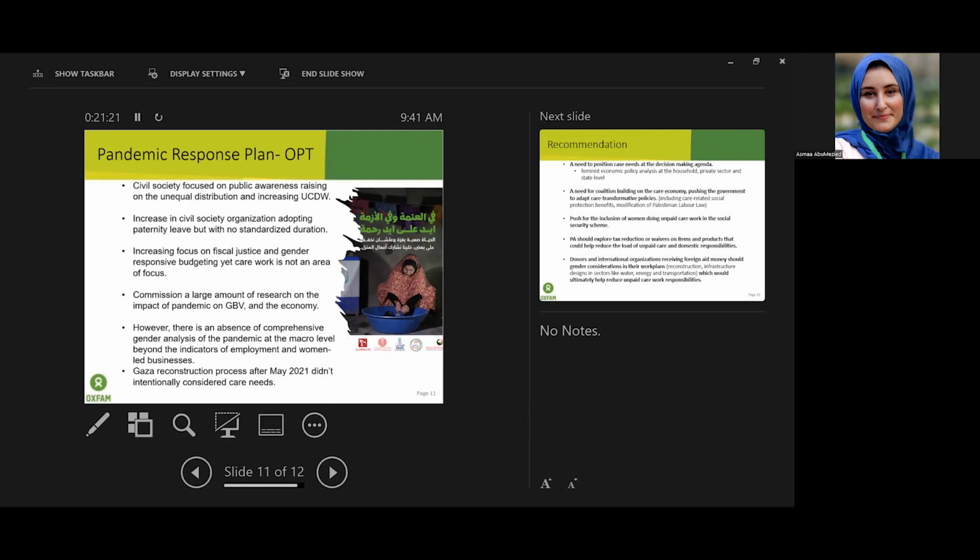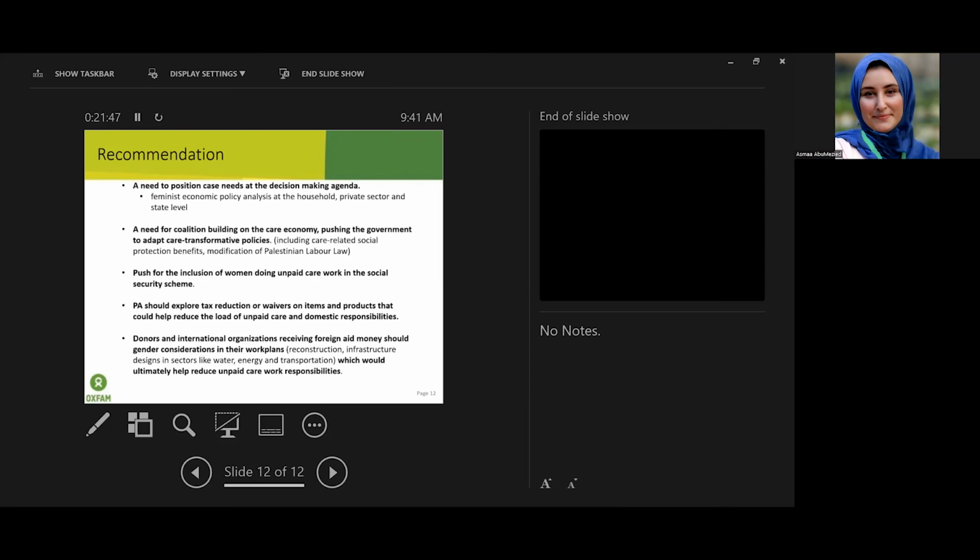We are witnessing the establishment of new cities as part of the reconstruction process, but nothing reflects feminist economic policies at the household, private sector and state level. And we also think that there is a need for coalition building at the care economy level to push for government adoption of care-transformative policies, including social protection, care-related benefits, and modification of the Palestinian labor law. There is also currently talk about revitalizing the social security scheme, which is completely care blind. So that is a momentum where we can push for more inclusion of unpaid care and domestic work and its recognition in the social security system.